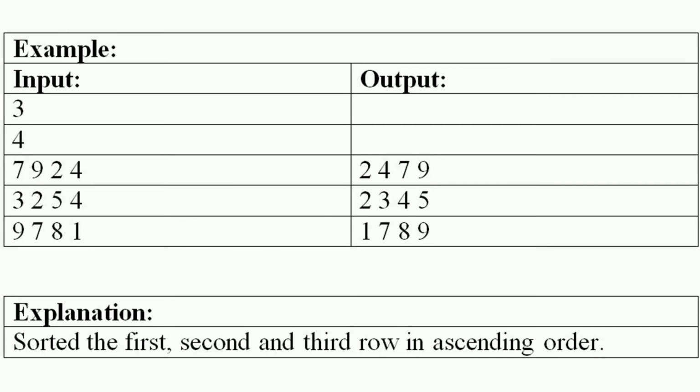Example. As we can see, the first line input is the number of rows. The second line input is the number of columns, followed by array elements. On the right-hand side, we can see the output. Every row is sorted in ascending order and printed.